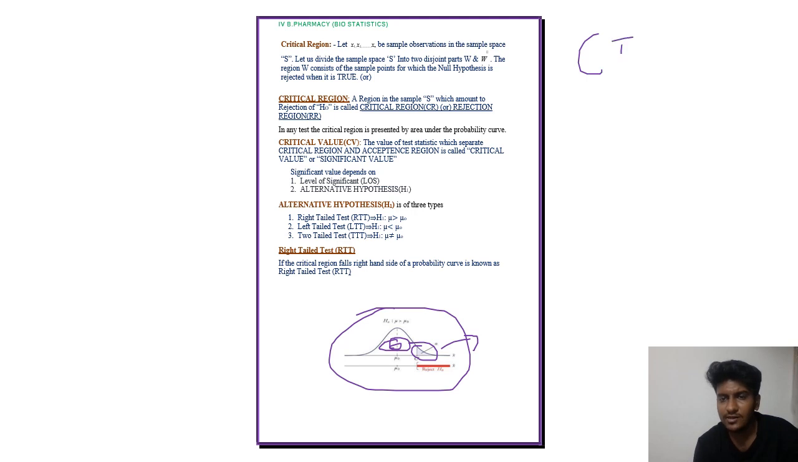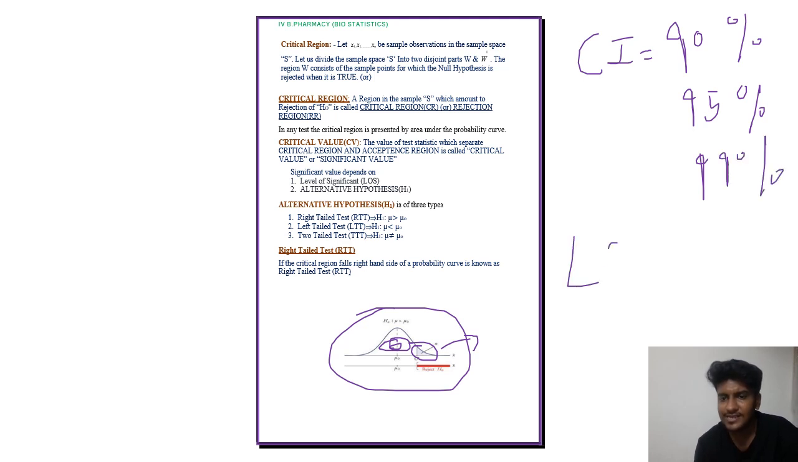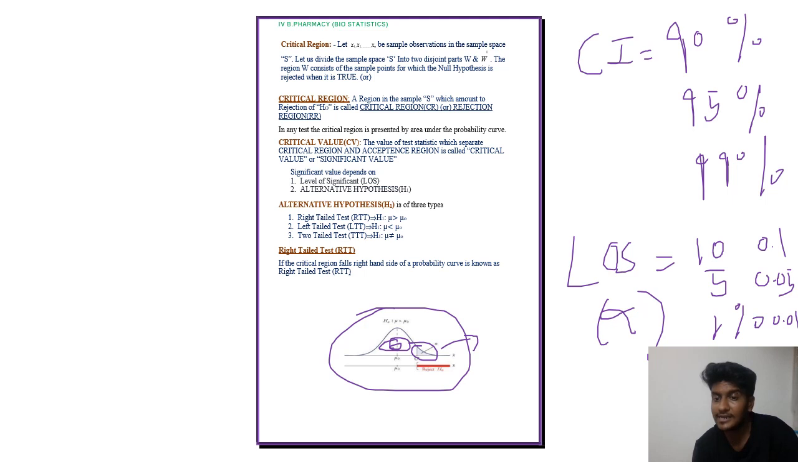So confidence interval, there is one terminology that is called confidence interval. We majorly have three types of confidence interval at three levels: 90%, 95%, and 99%. And similarly, level of significance, that is LOS. For 90% it will be 10%, for 95 it will be 5, and for 99 it will be 1%. We represent it as alpha. So alpha will be 0.1 in case of 10, 0.05 in case of 5, and 0.01 in case of 1. So there are three levels of significance and three confidence intervals where we mostly measure a particular data set.